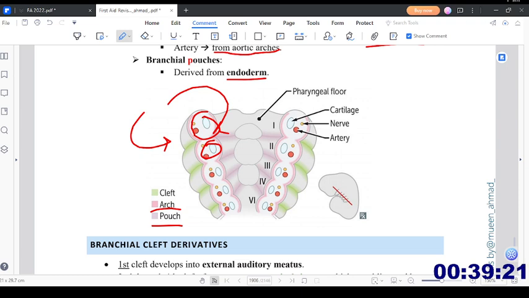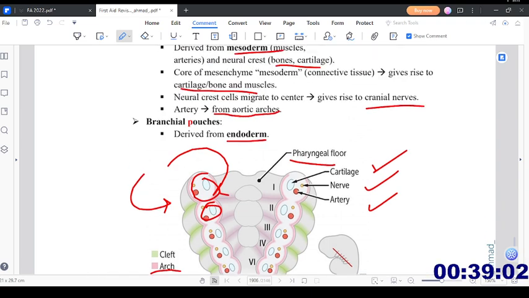Okay, so this is from inside, the gut section, which is called the pharyngeal floor. And inside the arch we have three things developing: one is cartilage, the other is a nerve, and an artery. These three things come from the mesenchyme, and we have 6 pharyngeal arches corresponding to the 6 aortic arches which you have previously seen. So let me see that.